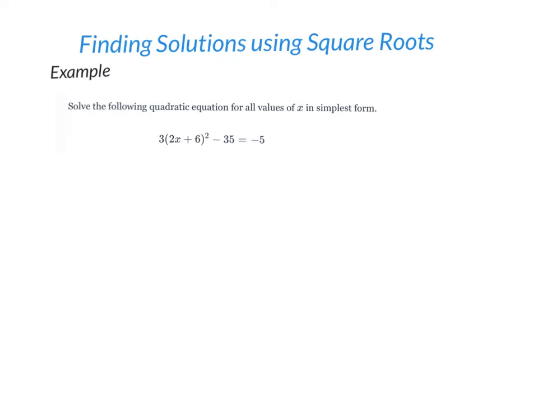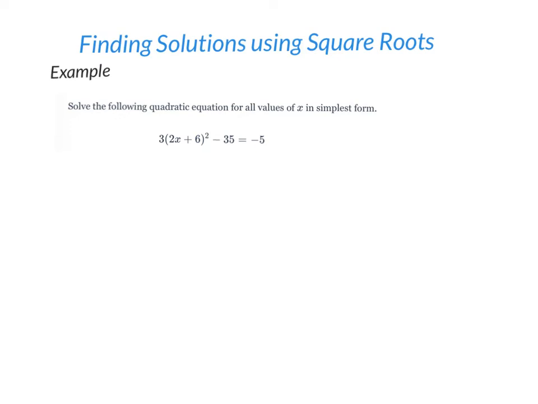Okay, this will be our last example for this video lesson. Here we have the equation, and again, we're solving for all the values for x. So 3 times (2x + 6) all squared, minus 35 equals negative 5. And again, I know that we've been working with the standard form of ax squared plus bx plus c equals 0, and we set it equal to 0. However, in this lesson, we are using square roots. All right, so let me show you how we're going to solve this one.